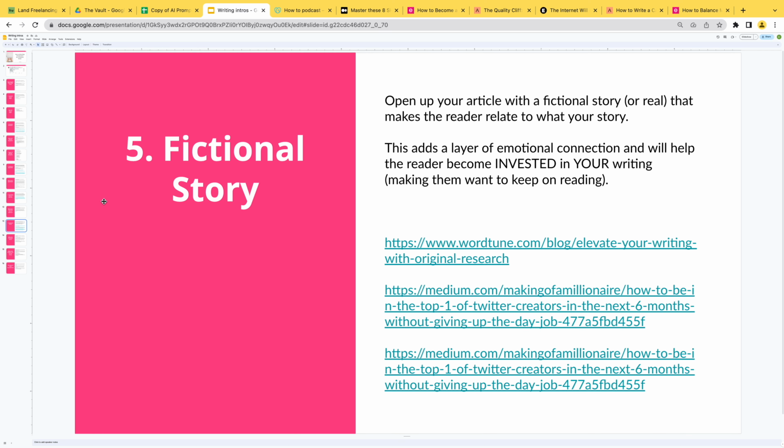your content. And the last type of hook is a fictional story. So you can open up your article with a real or fictional story that makes the reader relate to what you're saying. So this adds a layer of emotional connection and will help the reader become invested in your writing. It just makes them want to keep on reading.